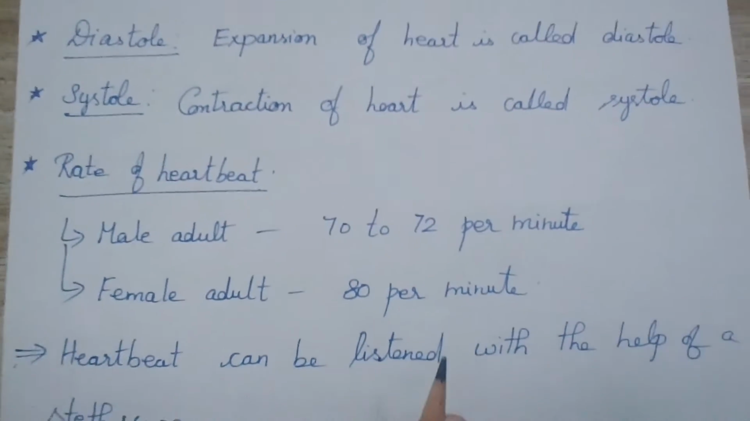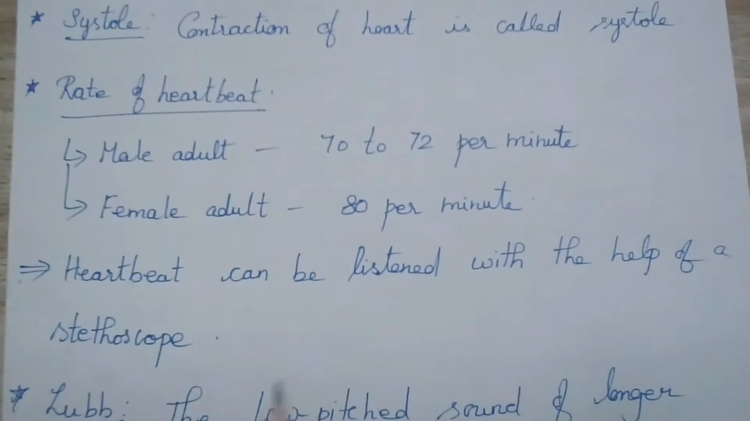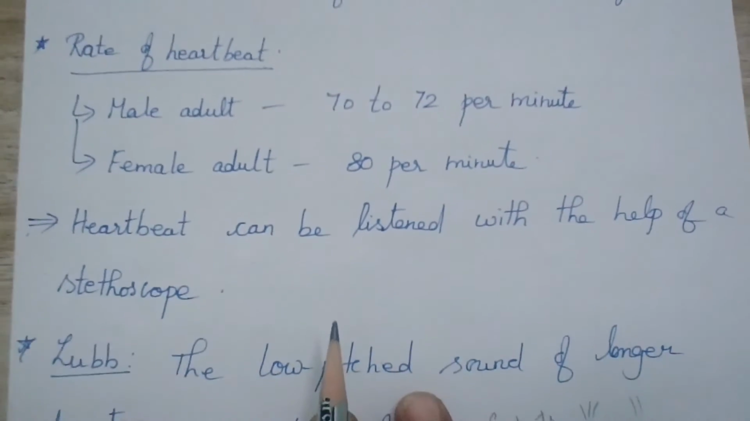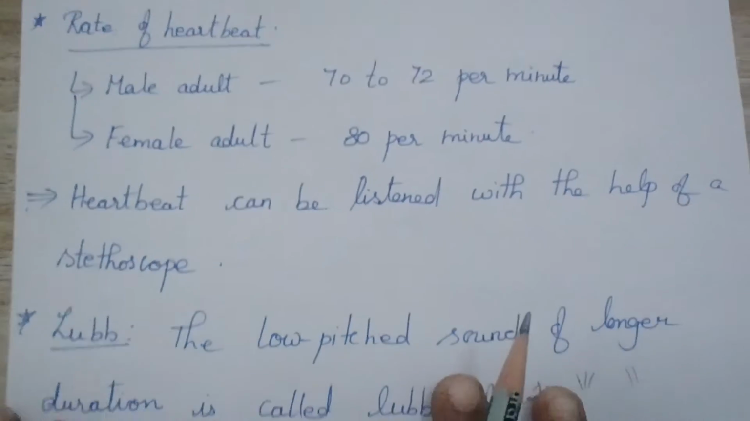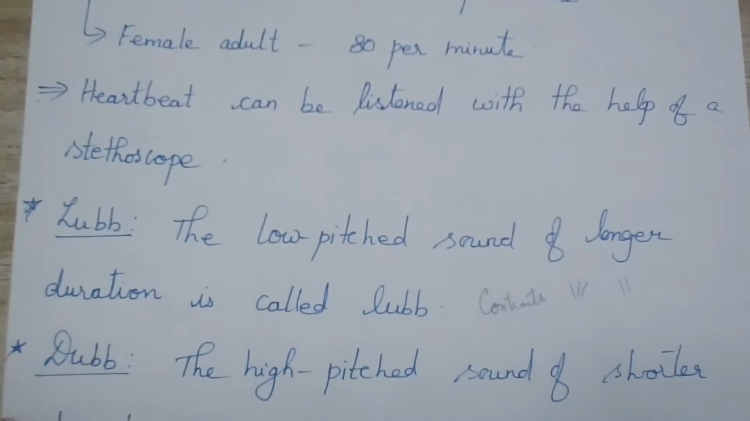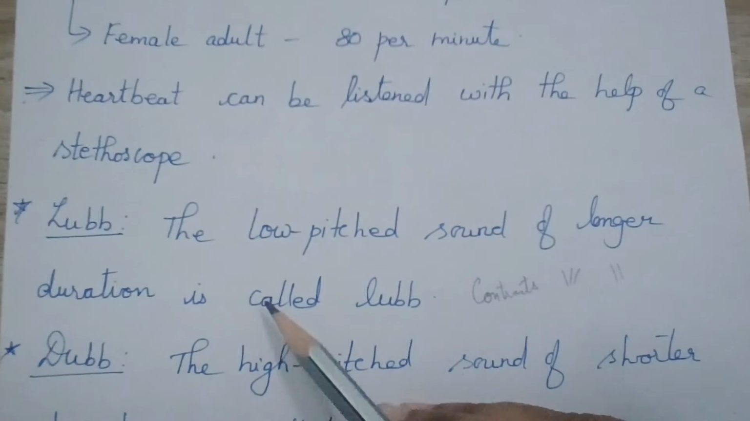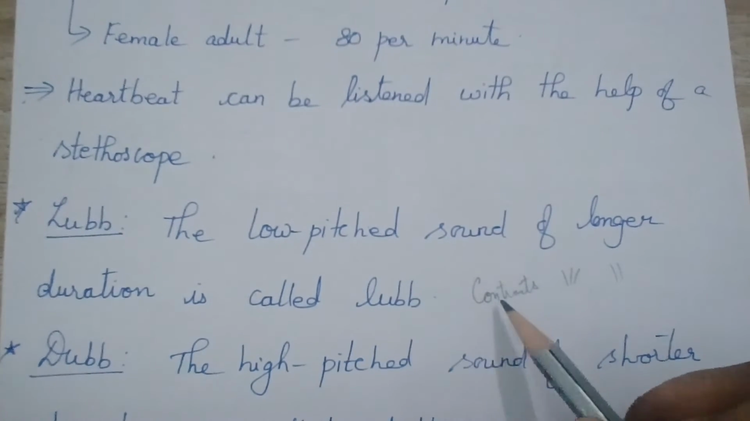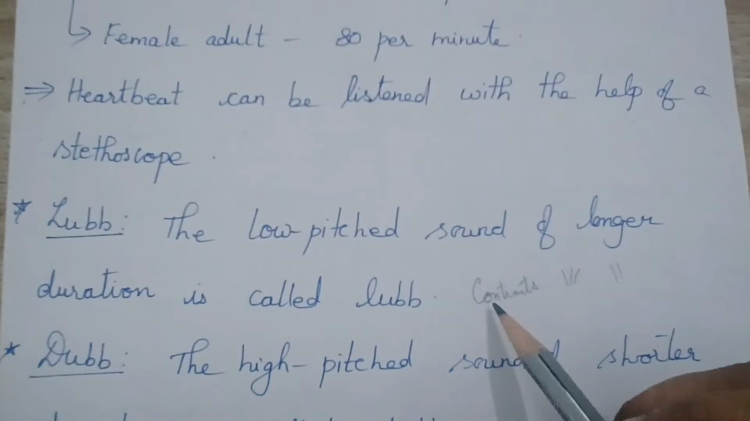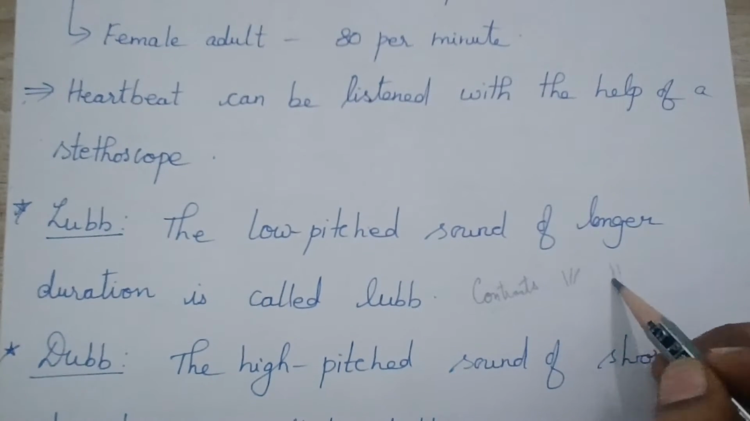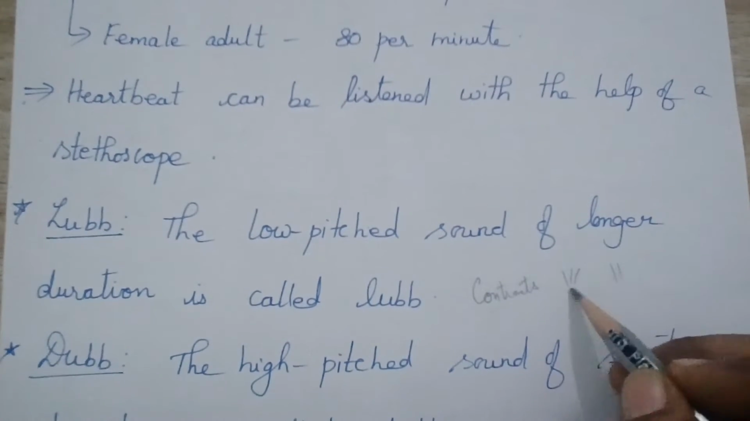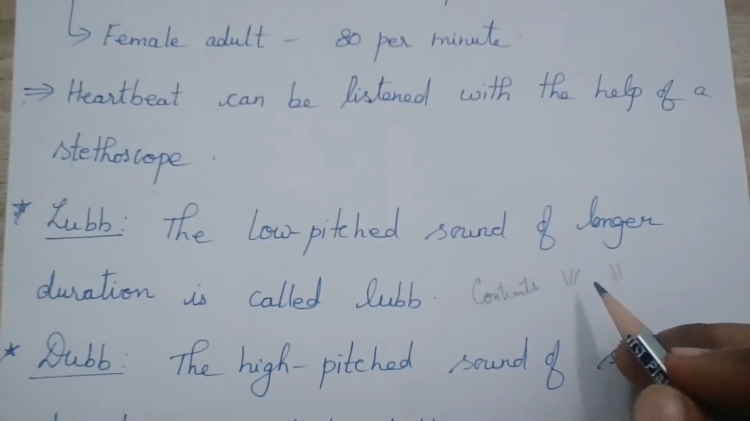So you can listen to this heartbeat using the stethoscope. What is the sound you can hear in this? That is your lub and dub sound. This low pitched sound of longer duration is called lub. That is during the ventricle contraction, during the closure of the bicuspid valve and tricuspid valve, when it pumps.